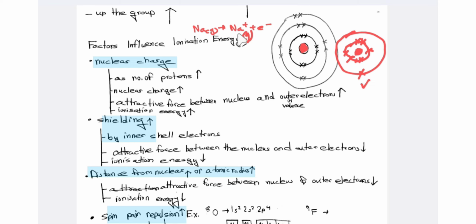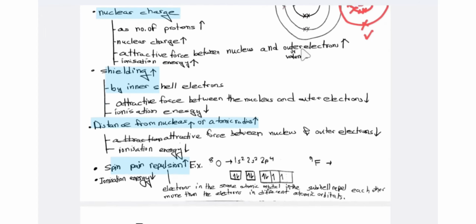And ionization energy is the energy needed to remove 1 mole of electrons from 1 mole of gaseous atoms to form 1 mole of gaseous ions. So as the shielding by the inner electrons increases, the attractive force between the nucleus and the outer electron decreases. And as the attractive force decreases, the first ionization energy also decreases.